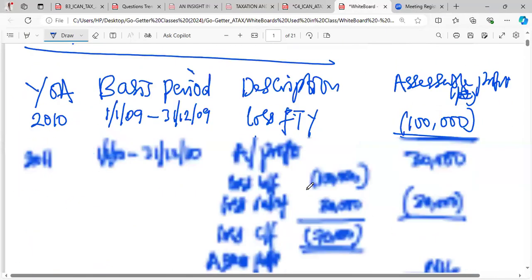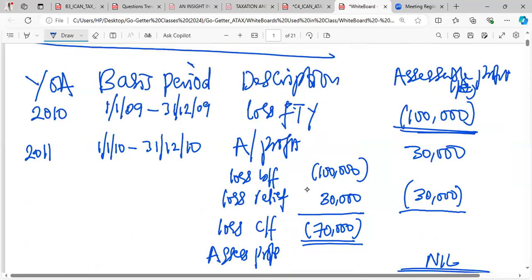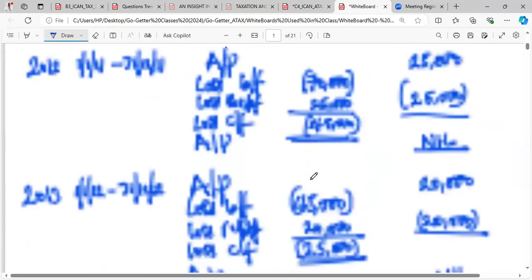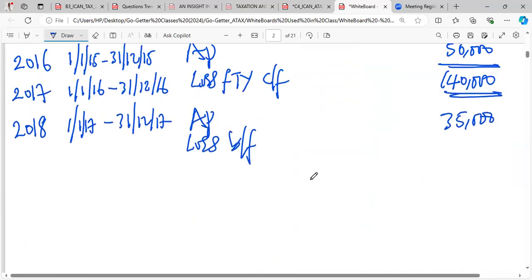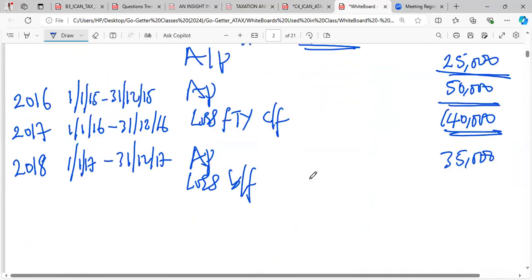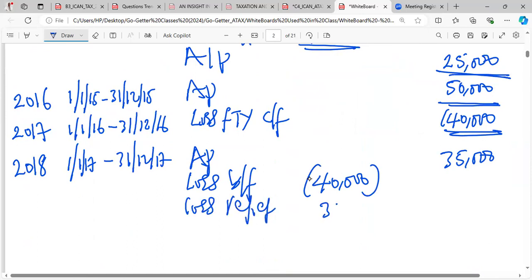Okay, let me do the same thing for this first one. Loss for the year, carry forward. All right, so they're all carry forward loss. So now we are bringing them down here. Loss for the year, loss brought forward from previous year. That's 40,000. You have 35. So your loss relief, you can already relieve 35.